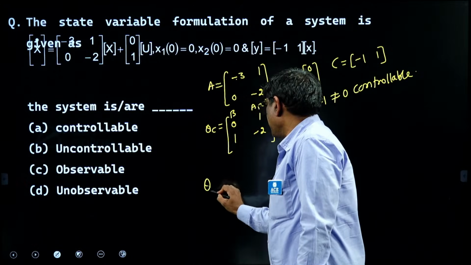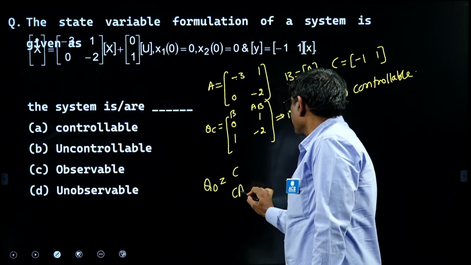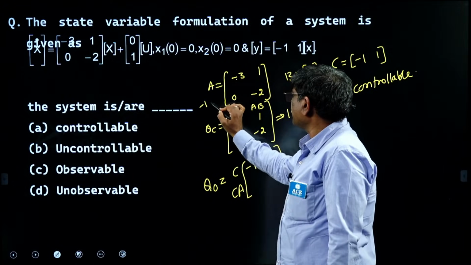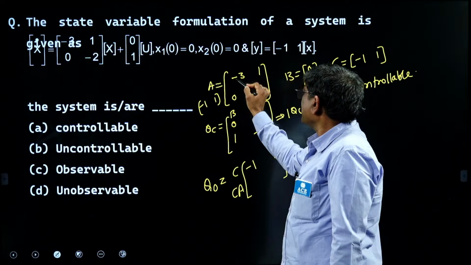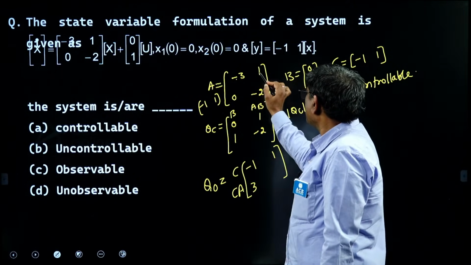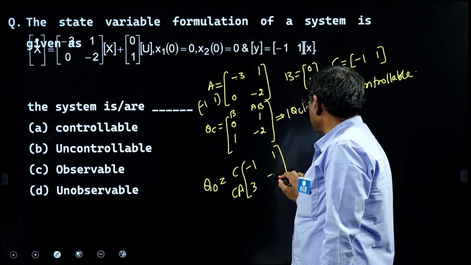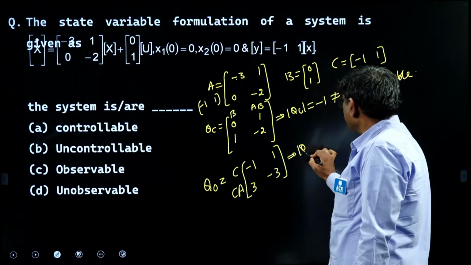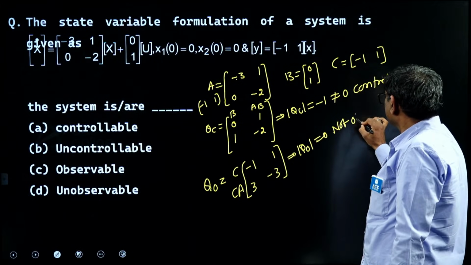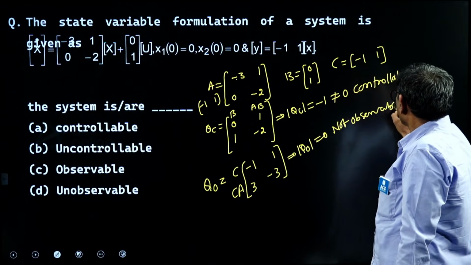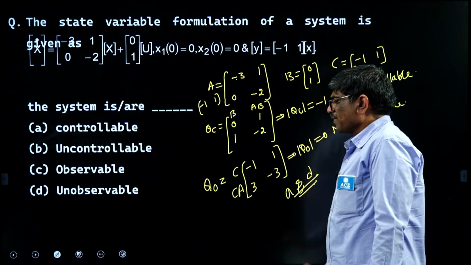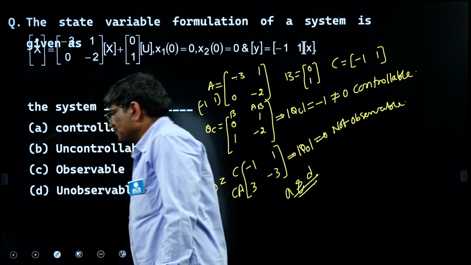Next, check the observability. Q0, C, CA. What is C? -1, 1. Product of -1, 1 with A gives -1, 1. So here 3, here 0, means here 3. Next, -1, -2, means -3. The determinant you find, it is going to be 0. Determinant of Q0 is 0, means not observable. So that means the answer is A and D.